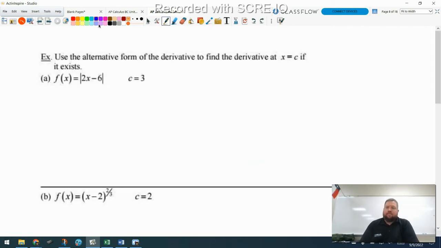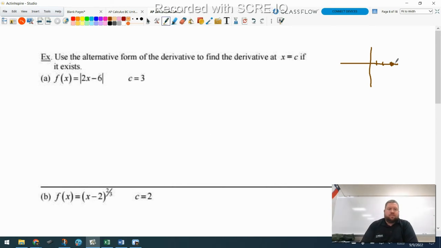All right, let's do that on these problems. We have this function at c equals 3. You could graph this out. Let's graph it out over here. So c equals 3 gives me 0, so I know at 3 there's a 0 there.